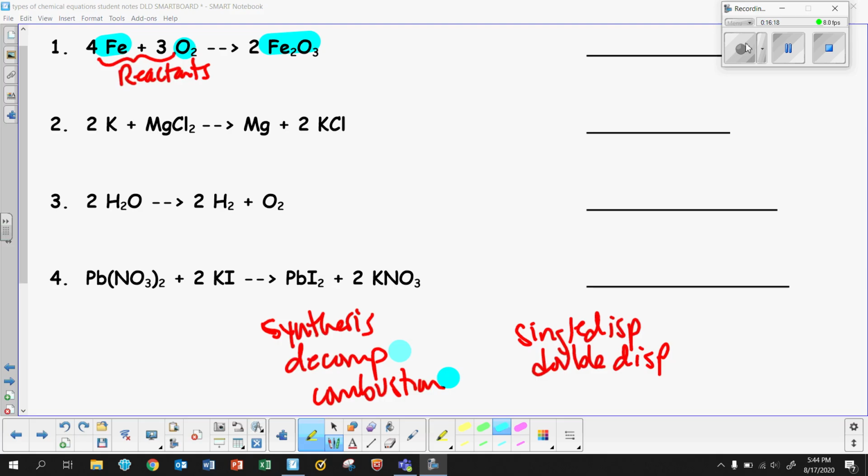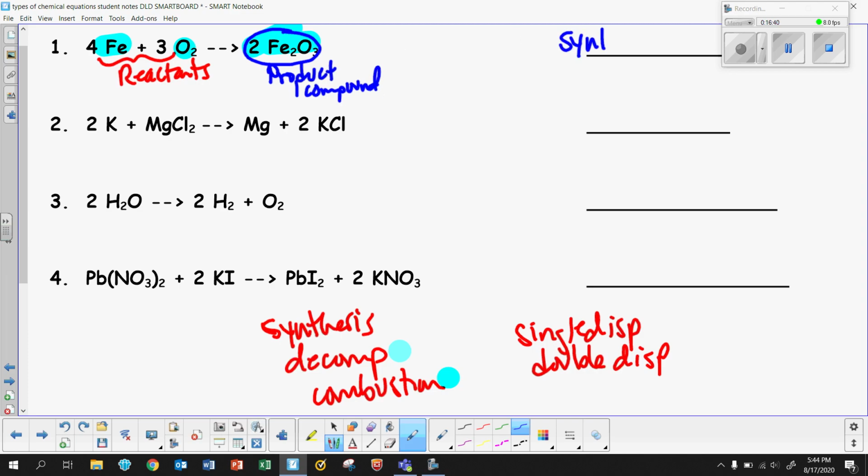All right, so for this one, what we notice here, our key characteristic is that we have 1 product. Notice over here on the product side, there's 1 product. That 2 has nothing to do with anything, okay? You have 1 compound over here on the product side. 1 compound, we made 1 thing. That is synthesis.